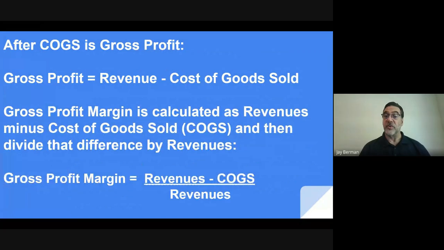After cost of goods sold, the third line is called gross profit. And what is gross profit? Gross profit equals revenue minus cost of goods sold. So you have revenue, cost of goods sold, and then you have gross profit. Gross profit margin is calculated as revenues minus cost of goods sold, and then dividing the difference by the revenues.